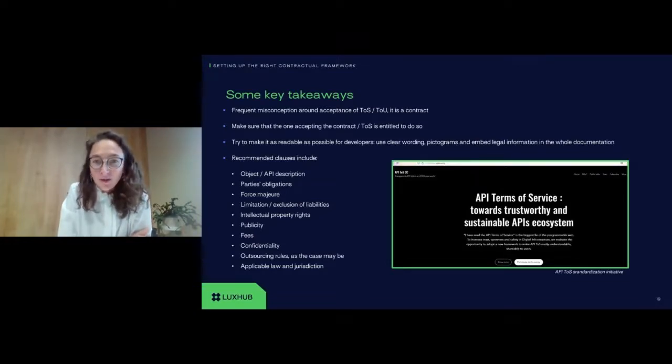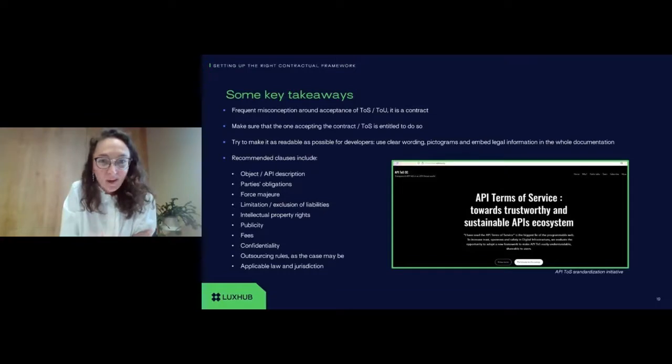Actually, you can see on the screen an initiative about API terms of services. That is an initiative that has been put in place to try to make it better, to have readable and understandable terms of services. So I invite you to have a look at this. Amaia and myself participated in one of their meetings, only one for now, but this is an initiative that I find personally very interesting, and I'm pretty sure that several of you also have the challenge.